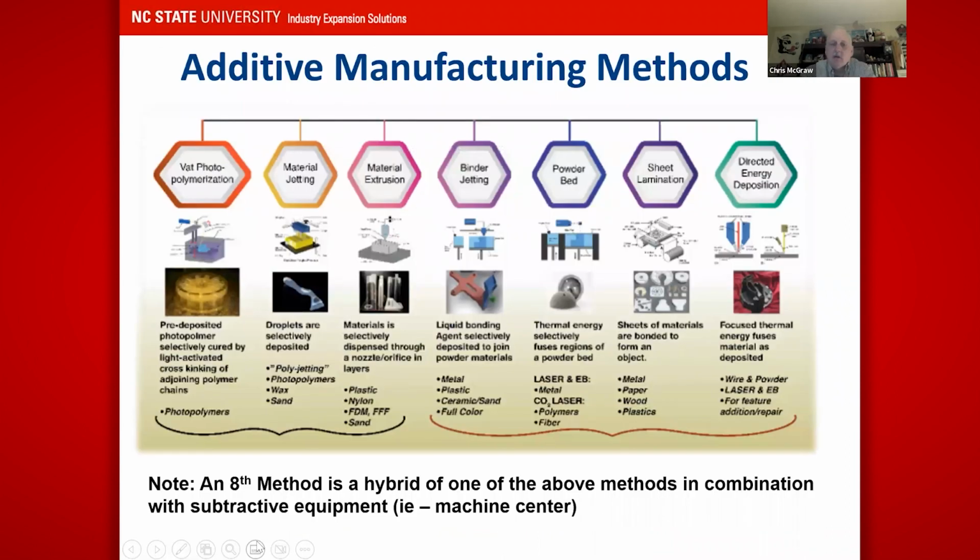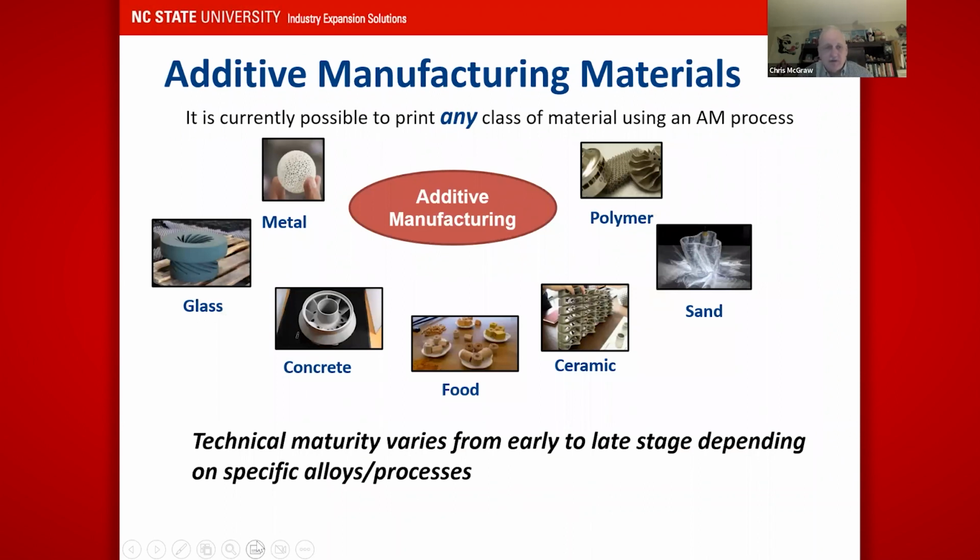These are the seven basic types of additive manufacturing that we have classifications into. You can see everything there from vapors to binders and different ways to do that. And there's an eighth version, which is kind of a hybrid of these, where they might have the additive manufacturing machine in line or combined with subtractive equipment, think machining centers. So the additive manufacturing would do their part, and then the part would move over to the machining center and be further machined.